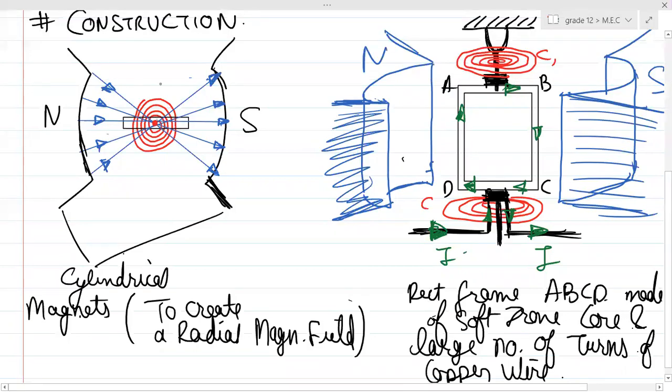Let's say the area vector is in this direction. Not necessarily the loop is placed like this. This is a cylindrical magnet, enclosed completely, like a C-shaped structure. So basically, the magnet will be stored till here, right?